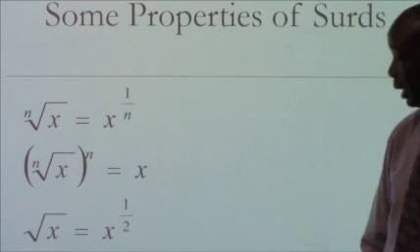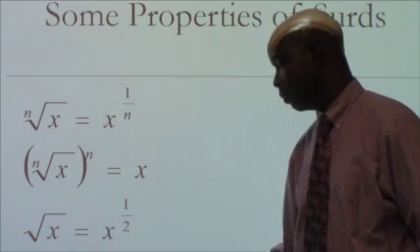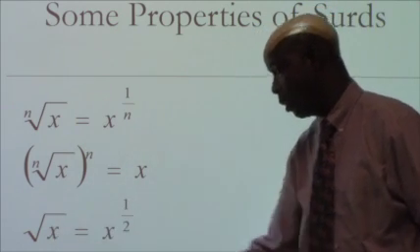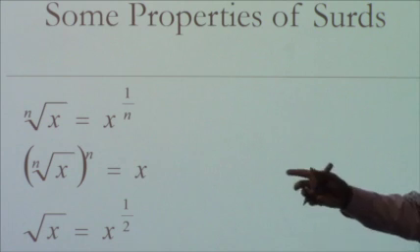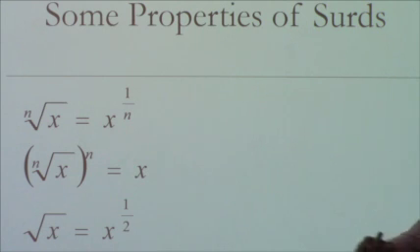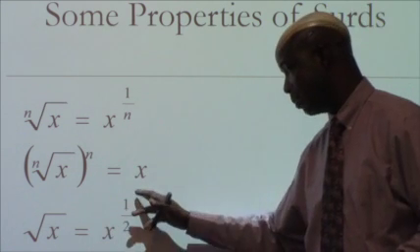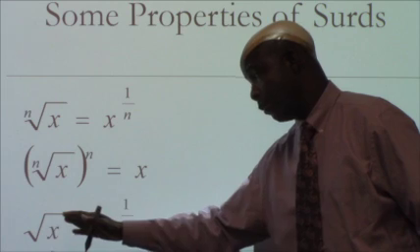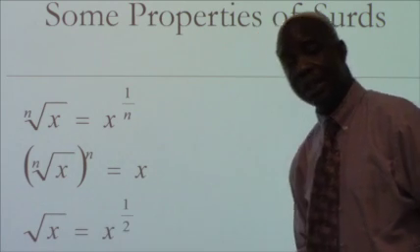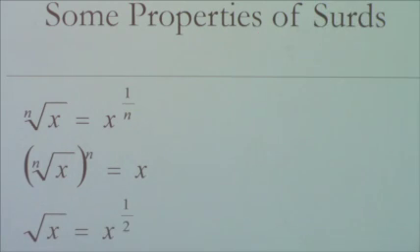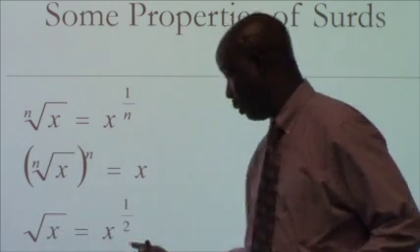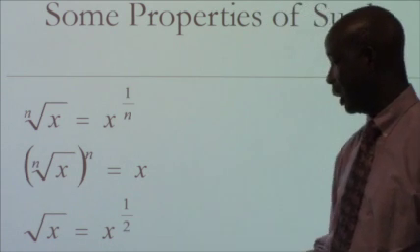And if I had just a quadratic surd, I can write that using rational exponents, 1 over 2. Interestingly, for a quadratic surd, we do not have an index in there. The index is understood to be 2. So you're never going to see an index here for a quadratic surd. You have to understand that it's 2.